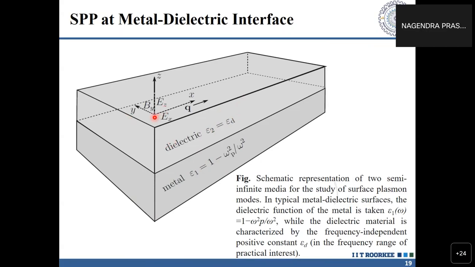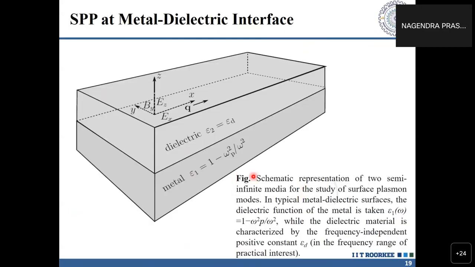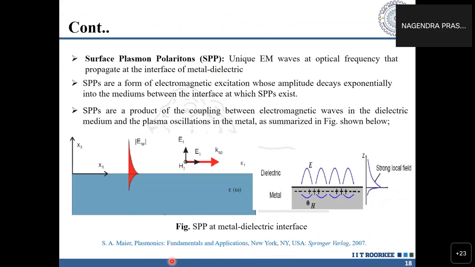And see, this is the x direction, this is the y direction, and this is the z direction. So there is an interface between dielectric and metal. At the interface region, you can see in this diagram, this basically refers to the interface region. So the interface plane is the XY plane. This is referring to the XY plane. This is the XY plane where the interface exists.